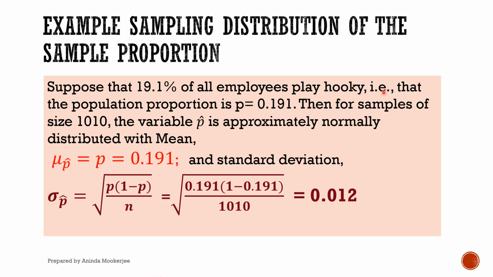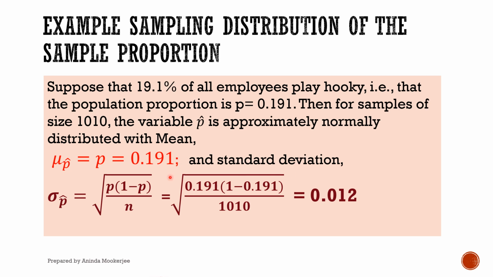Then for samples of size 1010, the variable P hat, which is the sample proportion, is approximately normally distributed with mean. Remember, the rule is that the mean of all possible sample proportions will be equal to whatever the population proportion is. In this case, it is 0.191.